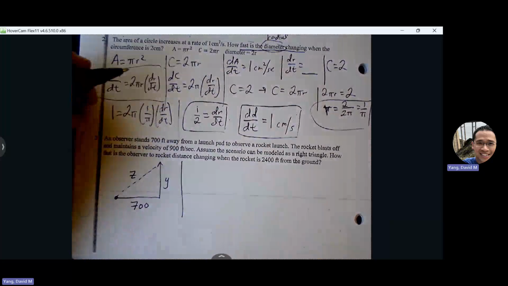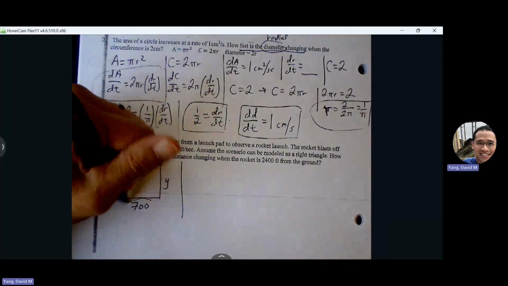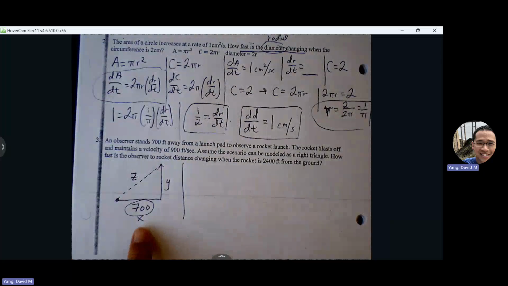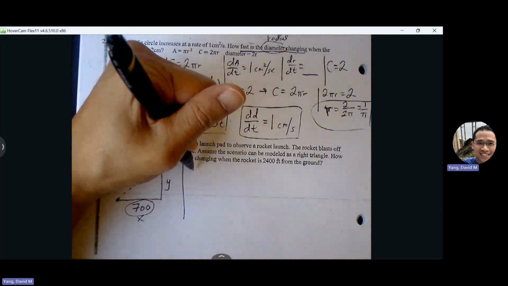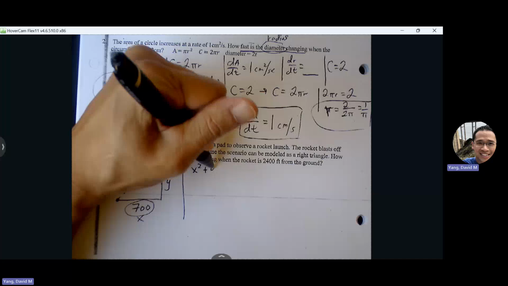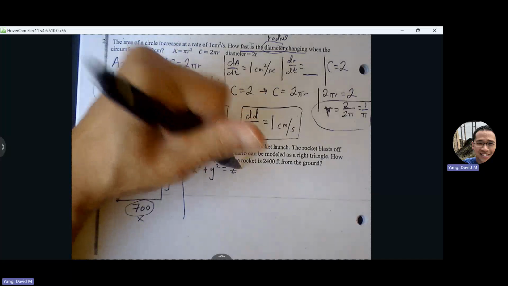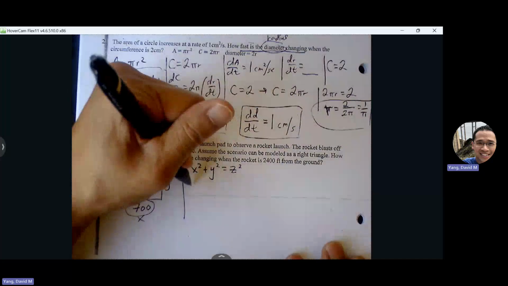If you want to call this x, you can, but you just know that your dx/dt is going to be 0. So either way, maybe if we want to do it that way, we can. x squared plus y squared equals z squared. But in this case, x is going to be the constant here.